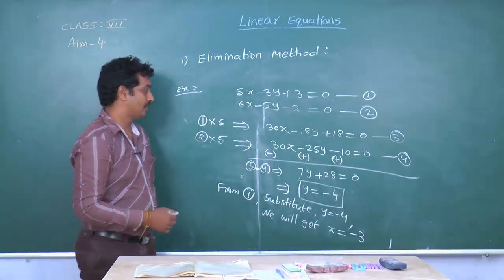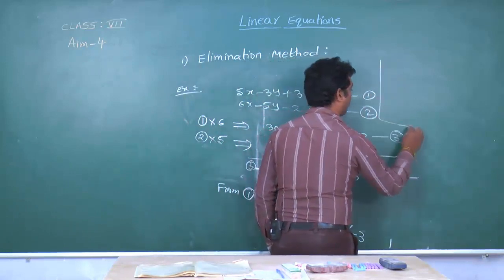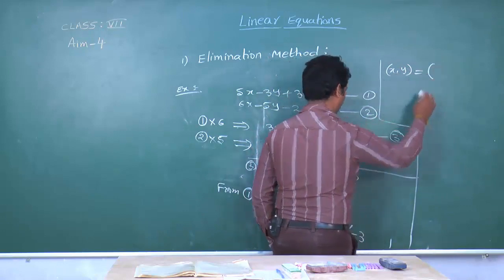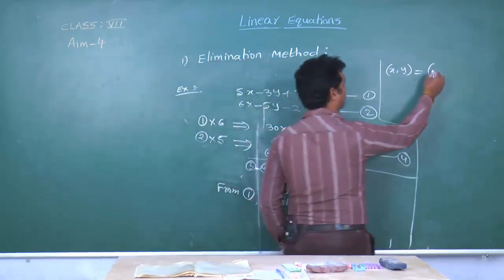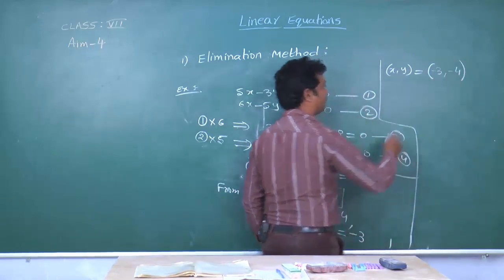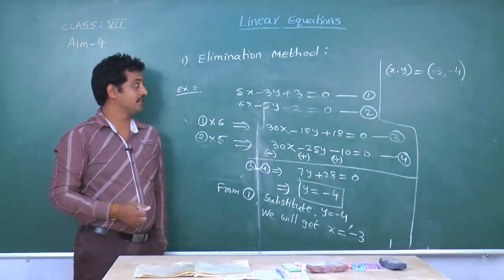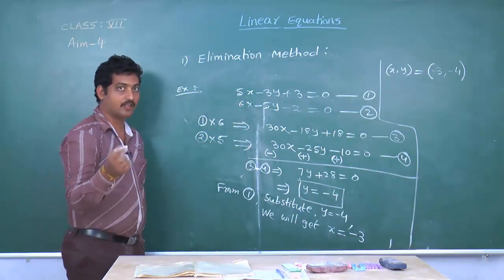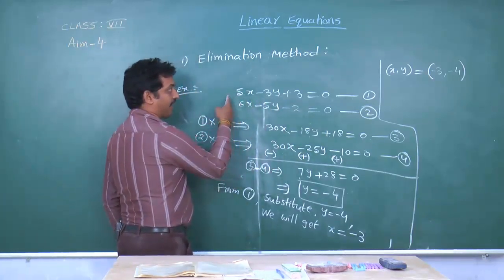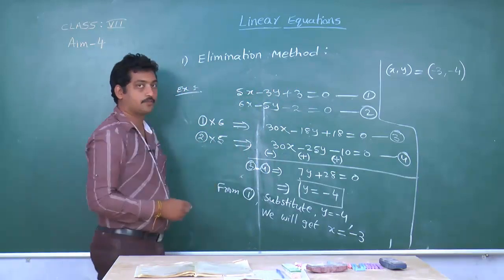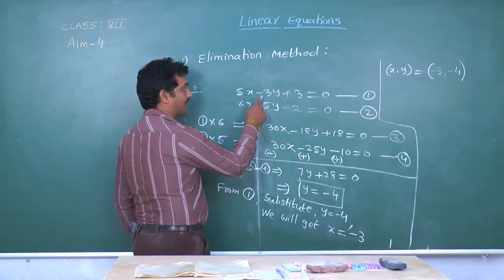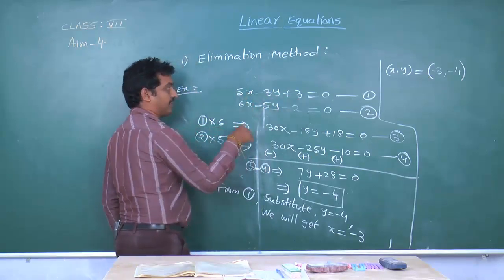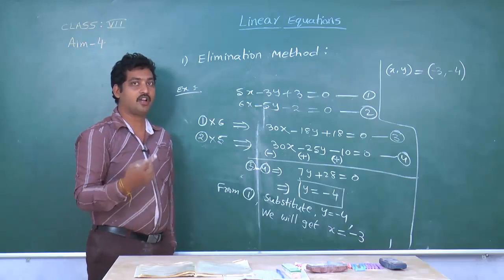Therefore, the solution set of these two equations is x comma y is equal to, what is x? Minus 3. Minus 4. What is y? Minus 4. This is the ordered pair as the solution of the simultaneous linear equations 1 and 2. Once check whether that ordered pair satisfies these two or not. 5 into minus 3 minus 3 into minus 4, minus 15 plus 12, plus 3, minus 15 plus 15 is equal to 0. LHS is equal to RHS.